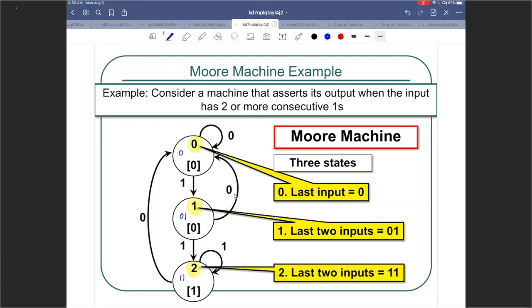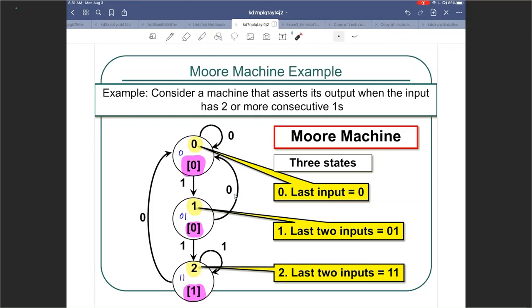Where are the outputs? Outputs are inside the circles. They are dependent on the state themselves. If you are here, which means you got 0, don't make the output 1. Make it 0. This is got 0 1. Keep the output at 0. This is 1 1. You got 2 consecutive 1s. So make the output 1 there. So that's how inputs and outputs are working for the states.